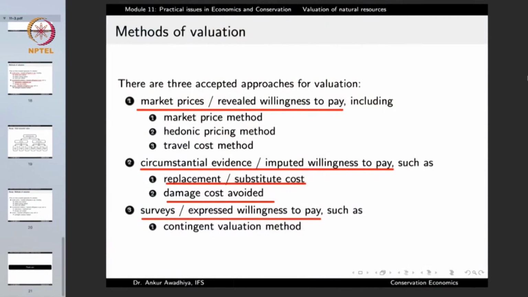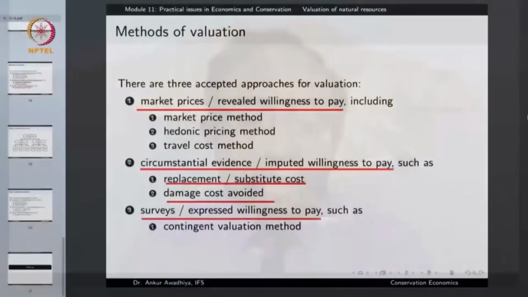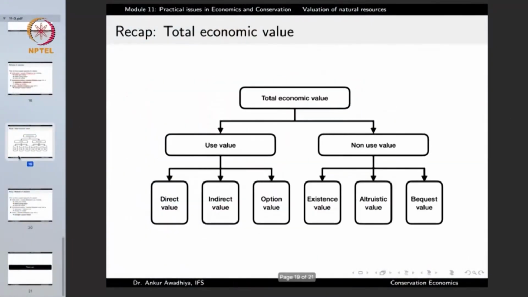Now, different methods of valuation are used for different areas, and we can choose between these different methods depending on the situation that we are addressing. So in this lecture, we had a look at the total economic value. Total economic value is use value plus non-use value. Use value is direct value plus indirect value plus option value. Non-use value is existence plus altruistic plus bequest value. So these are all different values that we derive from the forest.